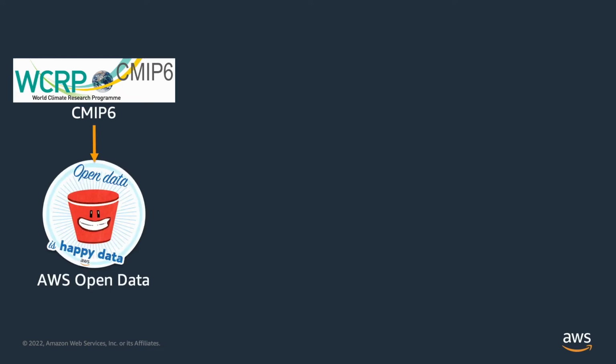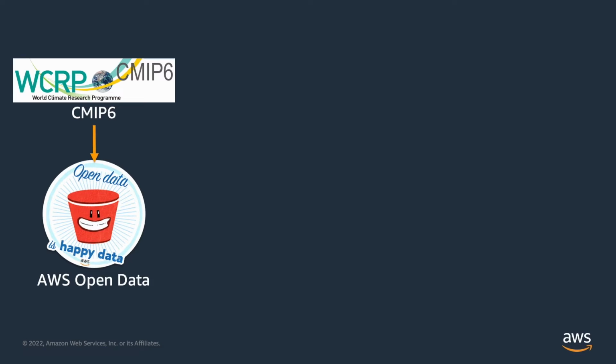So CMIP6 stands for Coupled Model Intercomparison Project version 6, and it contains the model output from a number of climate models with the intent of allowing researchers to compare the results between these models. The CMIP6 data is hosted on AWS as part of the AWS Open Data Program, and anyone is free to access this data, along with many other geospatial and climate datasets that may be of interest.